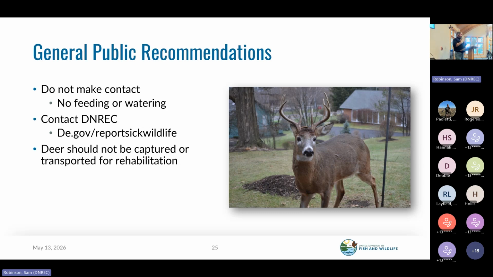I see it in an email. My partner sees it. We'll give you a call, get further details. We ask that if you see a deer, fawn, whatever, don't capture it, let it go. Give us a call, and we'll go from there. We're asking you not to transport these deer for rehabilitation.